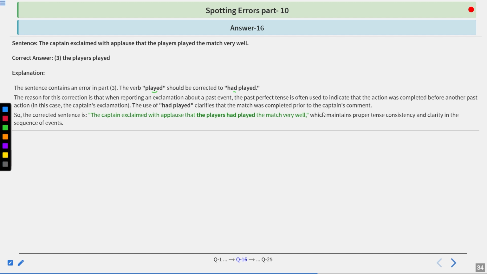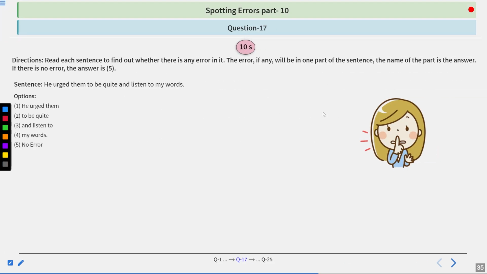I hope you have understood. Let's move to the next question. The sentence is: he urged them to be quiet and listen to my words. Options are given below. You have 10 seconds to spot the error.